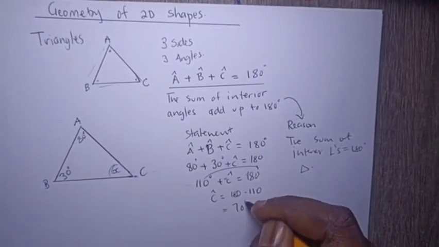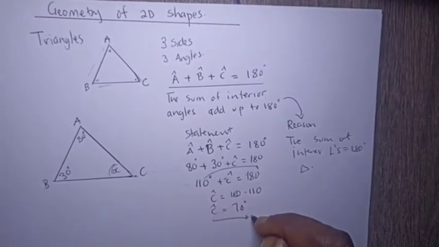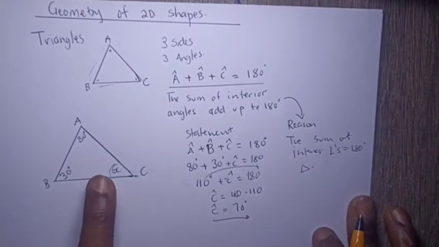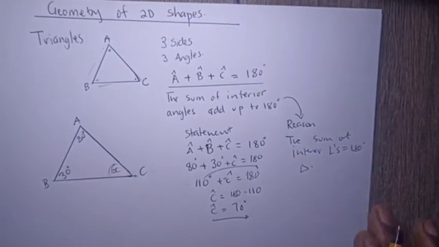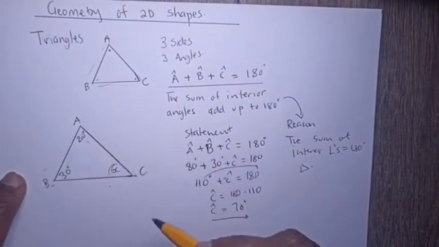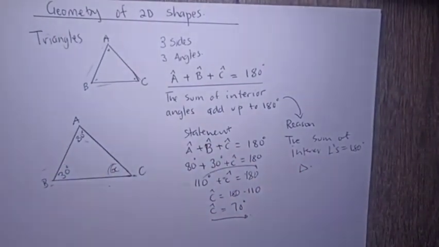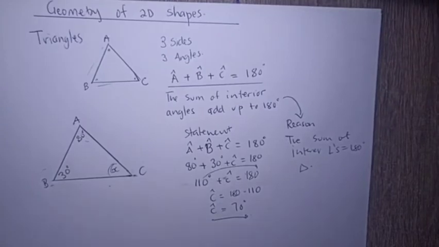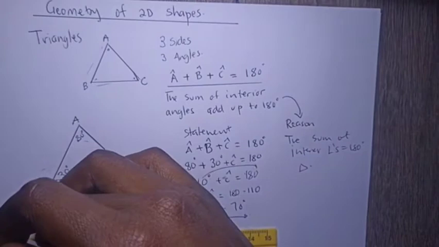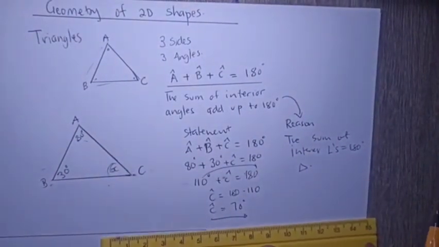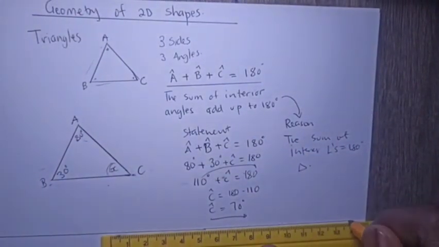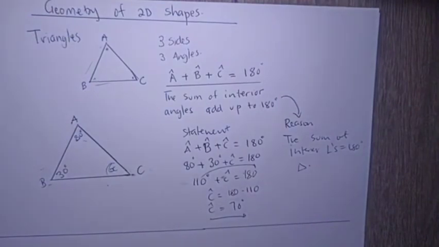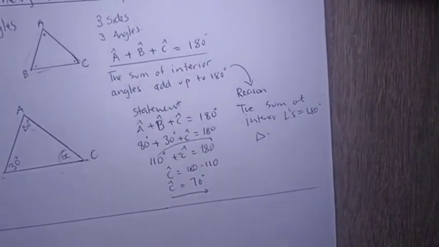So 70 degrees. Can you all see that? This answer here is actually 70 degrees, so that when we add these three angles, we get 180 degrees. That's very important. We're going to be using this rule a lot of times, especially when calculating interior angles and exterior angles, the angles that are outside. So let's go on.